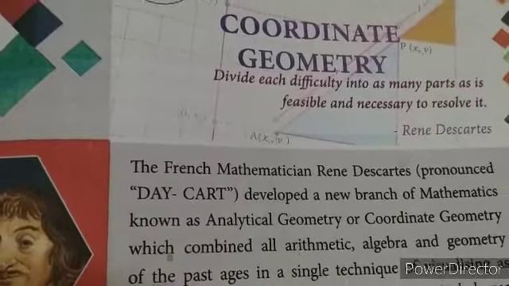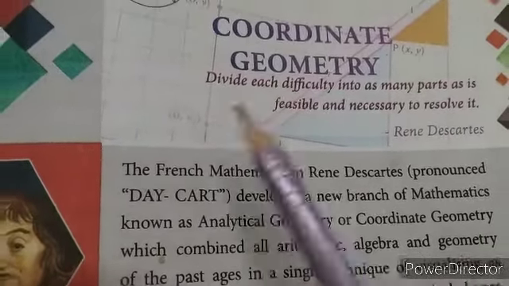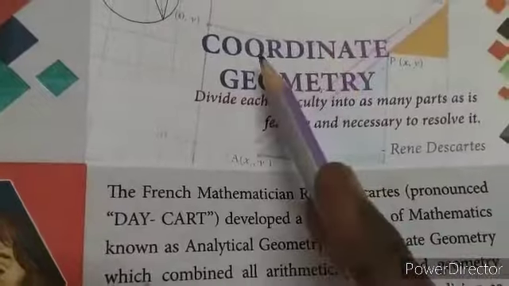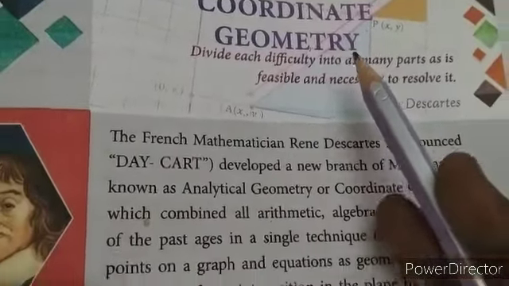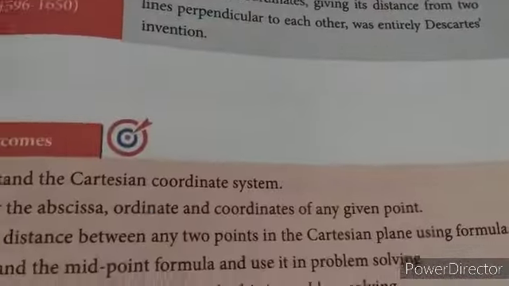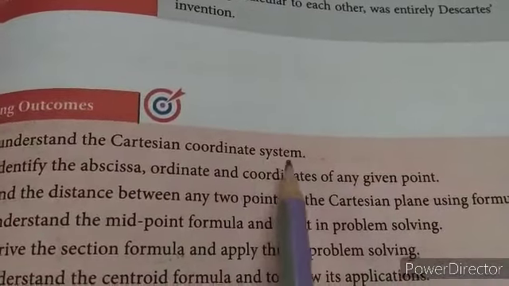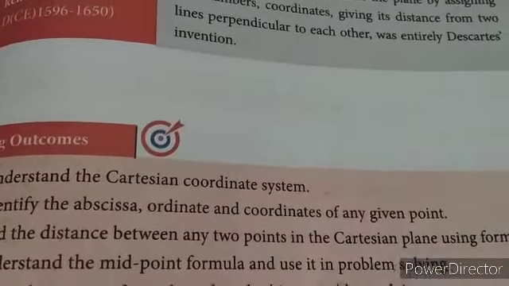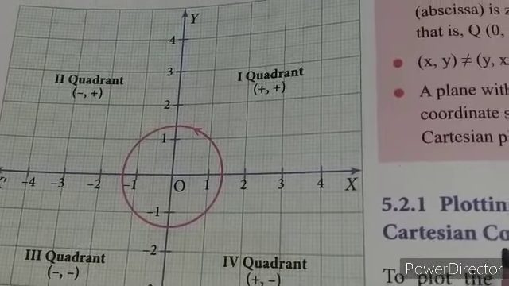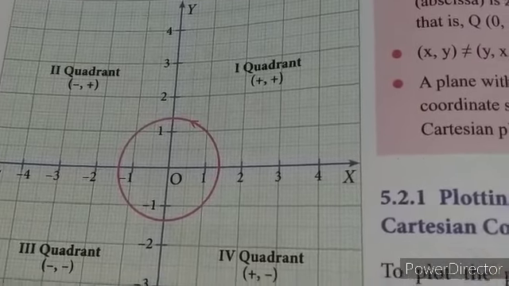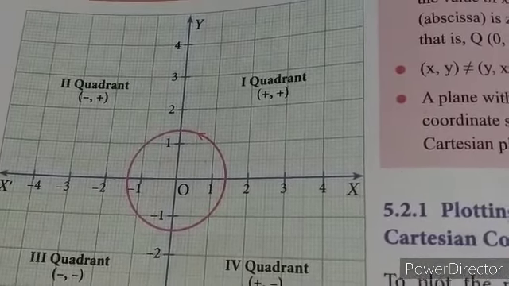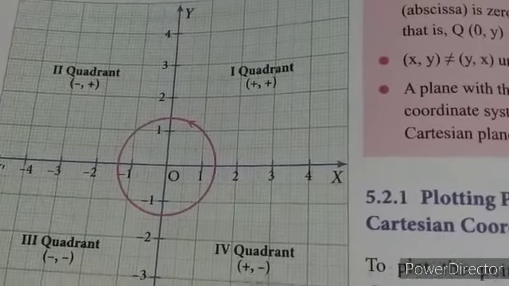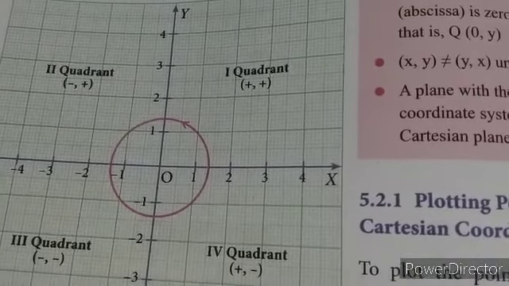Dear students, today in 9th standard maths, we are going to see chapter 5, coordinate geometry. Under this chapter, we are going to understand the Cartesian coordinate system. I am going to explain how to plot your points in the Cartesian coordinate plane. For that, you should use your graph sheet.